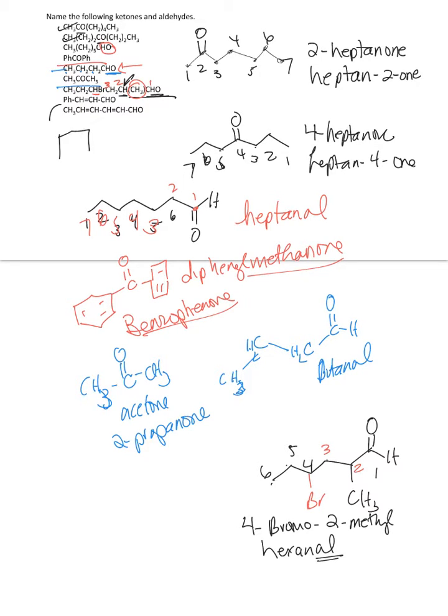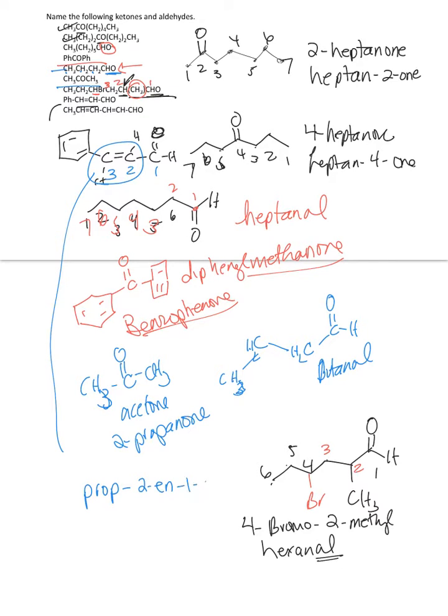Okay, this next one here, we have a phenyl, and we have a carbon-carbon double bond, and then we have an aldehyde. So you could do 1, 2, 3, and you have an alkene there. So prop-2-en-1-al, and then you have 3-phenyl.